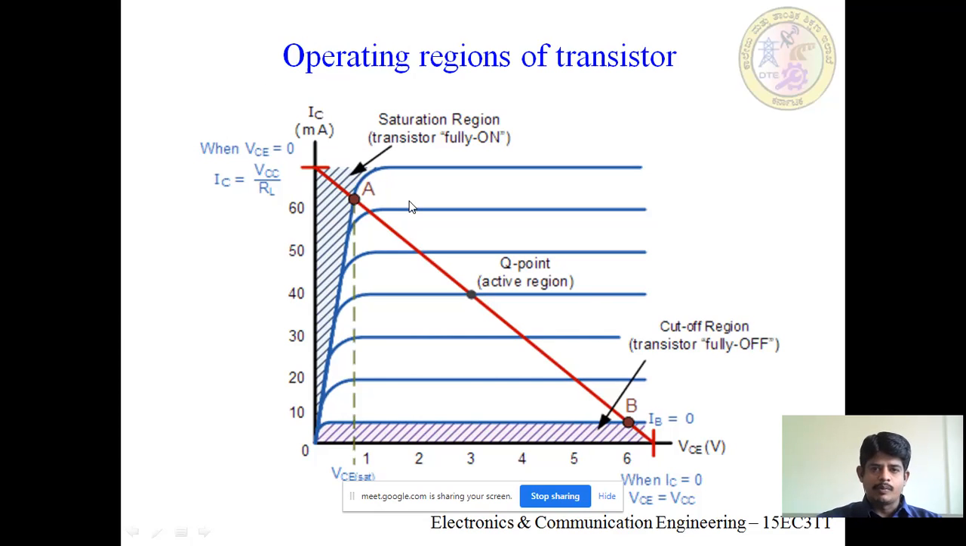So these are the operating regions of a transistor. This is the saturation region, fully on, where maximum current will be flowing. This is the cutoff region, where zero or very minimal current will be flowing. And this is the active region, where the transistor acts as an amplifier. These are the main three regions of a transistor.